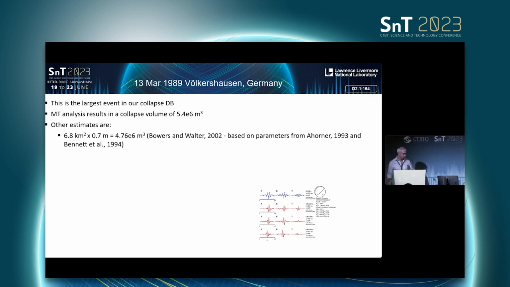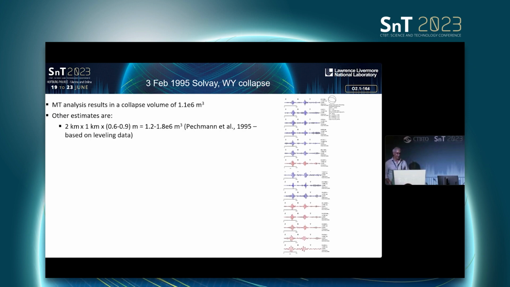As we go forward in time, we start going into the United States, where we have much better coverage. You can see that these moment tensor solutions, first of all, are high quality, right? We often have to throw out stations just for convenience. But, so this is a 1995 Solvay, Wyoming mine collapse.